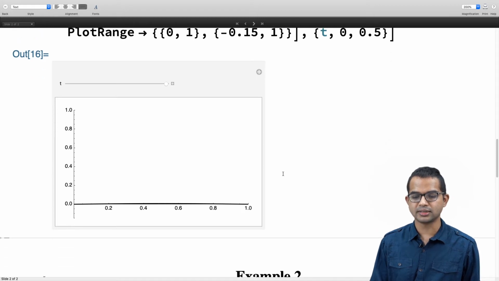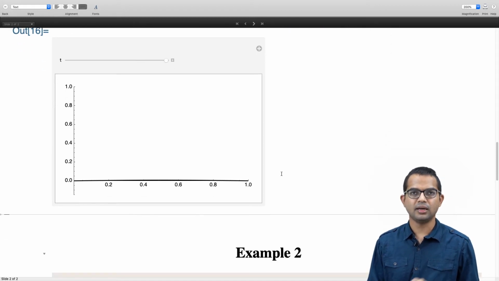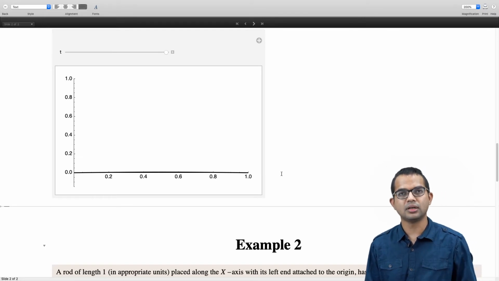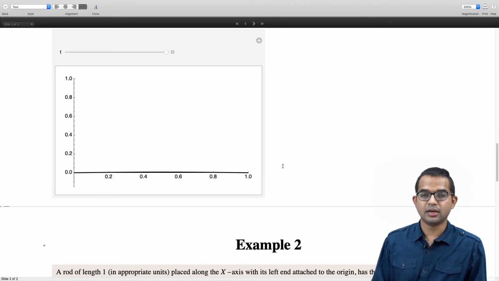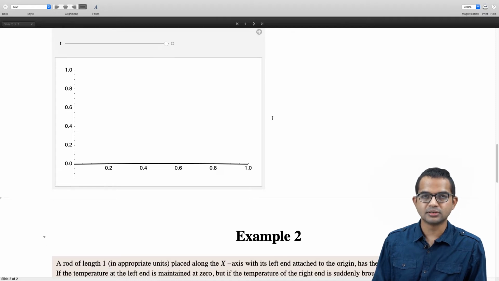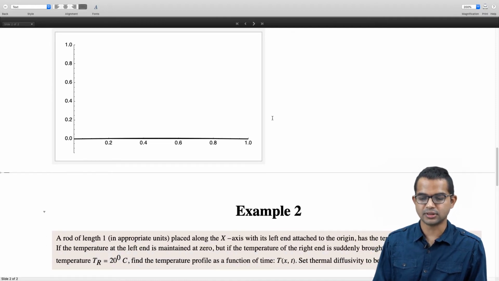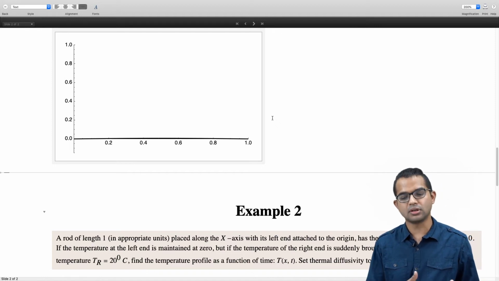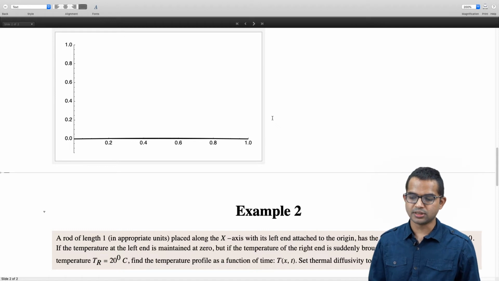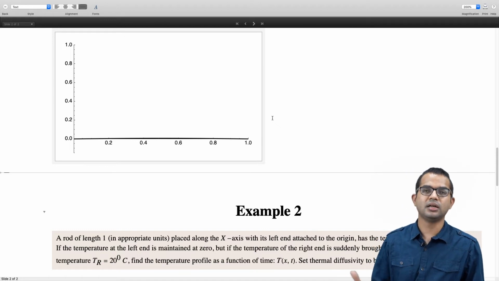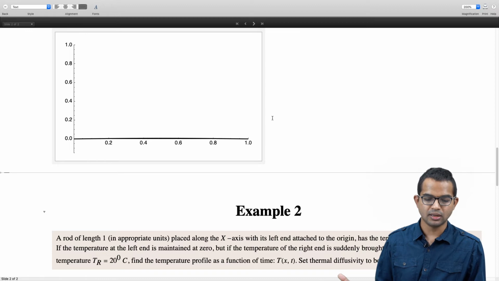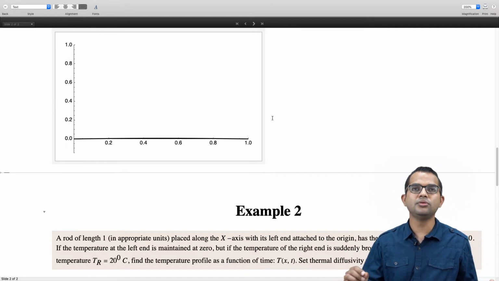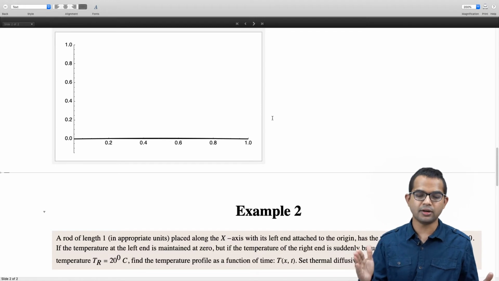We'll look at one more example where a subtlety shows up, which is a very closely related problem to the current problem, but there is an additional subtlety which we will discuss in the next example. It's the same kind of rod of length 1 which is along the x-axis. Now the temperature profile is just 0. It's initially at 0 degrees Celsius everywhere, and now suppose you leave the left end at 0, but suddenly you heat up the right end and keep it at 20 degrees Celsius.